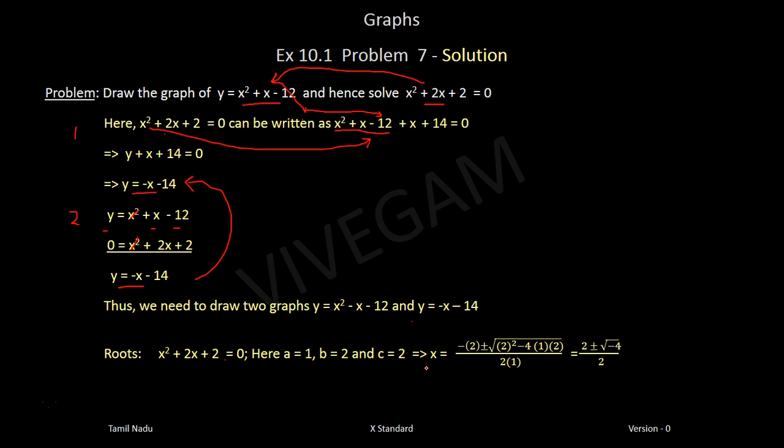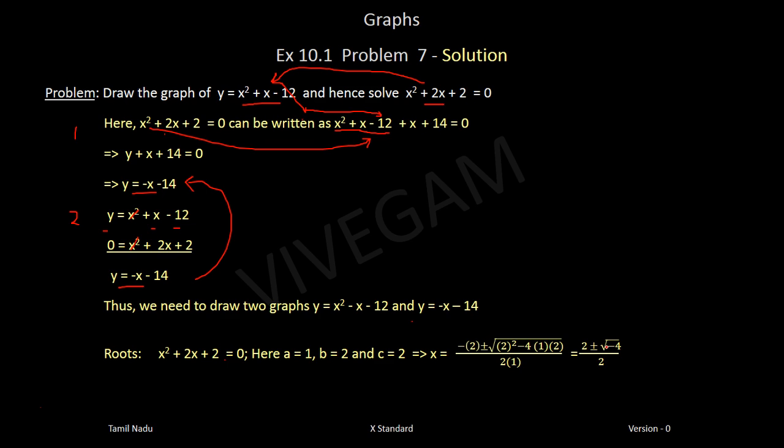So use our formula method: minus b plus or minus root of b square minus 4ac divided by 2a. So b is 2. So minus 2 plus or minus root of 2 square minus 4 into a is 1 and c is 2, divided by 2 into a is 1. So this will become minus 2 plus or minus 2 squared is 4, and 4 twos are 8. So 4 minus 8 is minus 4, divided by 2.